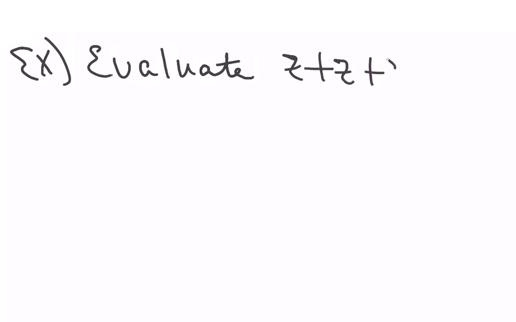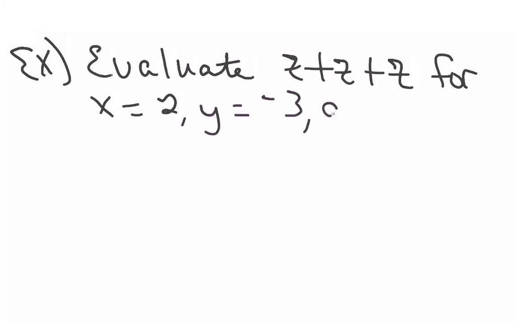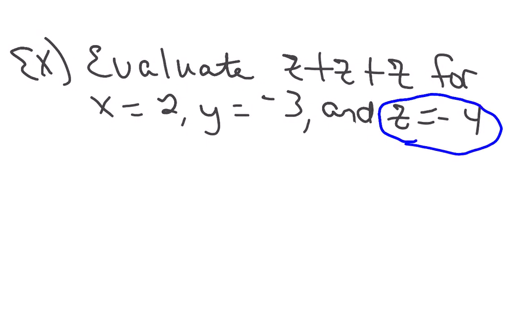Next example says evaluate z plus z plus z for x equals 2, y equals negative 3, and z equals negative 4. So notice in this one, they give us a whole lot of extra information. If I want z plus z plus z, then all I need to know is what z is equal to. So we have -4 plus a -4 plus a -4.